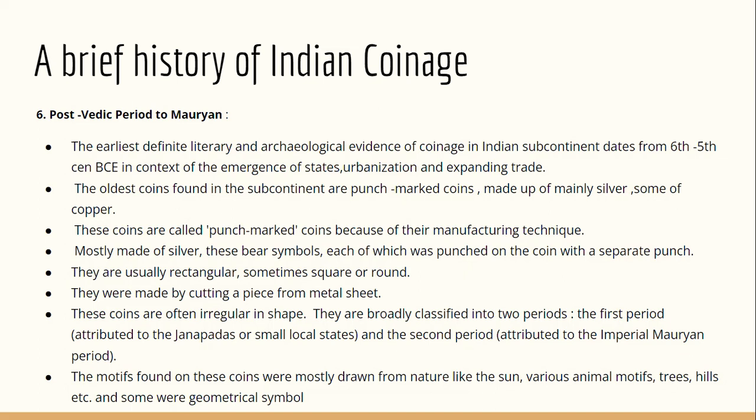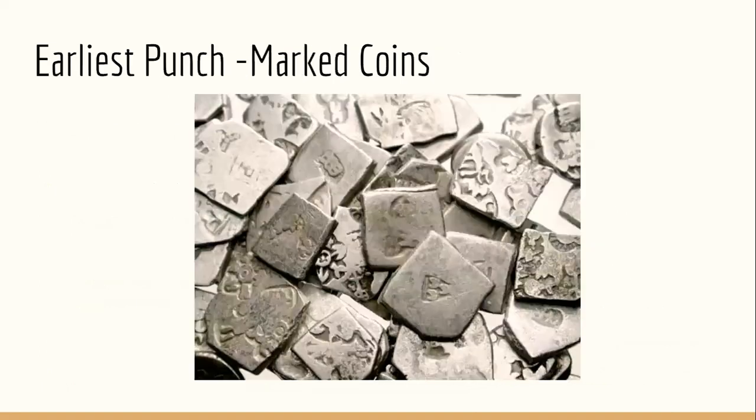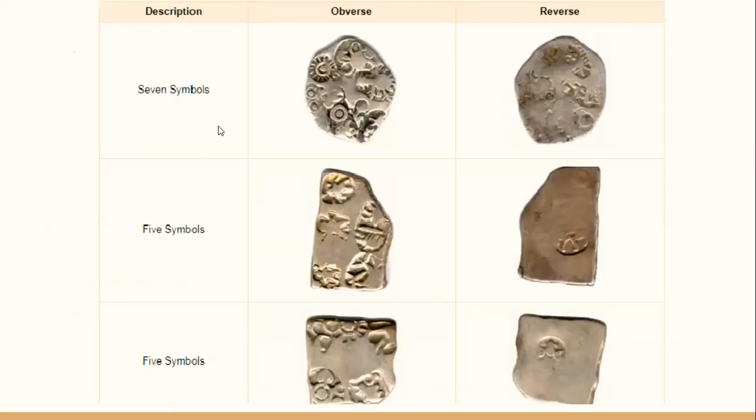And when I talk about the symbols on these coins, mostly the symbols are related to the attributes of nature. So we find the sun symbol, animal motifs, trees, hills, some geometrical symbols. So this symbolic representation is found on the coins of this period. Okay, so these are the earliest punch mark coins, or the coins of the Mahajanpad era. Okay, then these are the symbols.